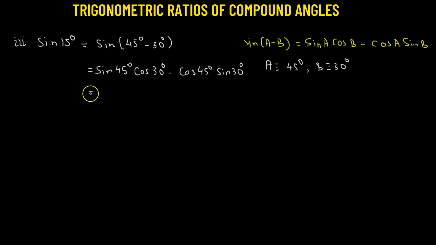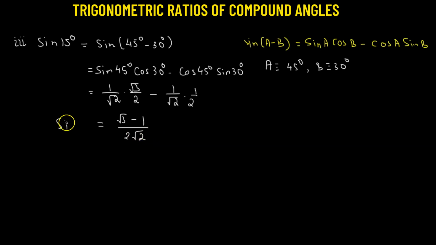Let's plug in the values. Sine 45 is 1 over square root of 2 times cosine 30 degrees, so that's square root of 3 over 2, minus cosine of 45 degrees, which is 1 over square root of 2 times sine 30 degrees, which is half. Combining these two fractions, we get square root of 3 minus 1 divided by 2 times square root of 2. So this is the value of sine 15 degrees.